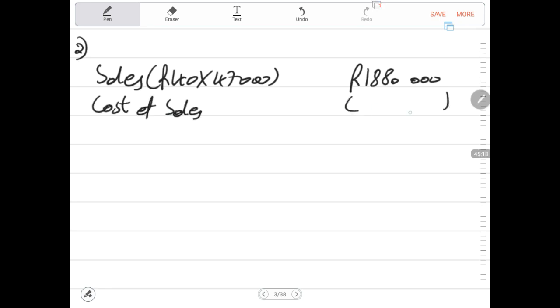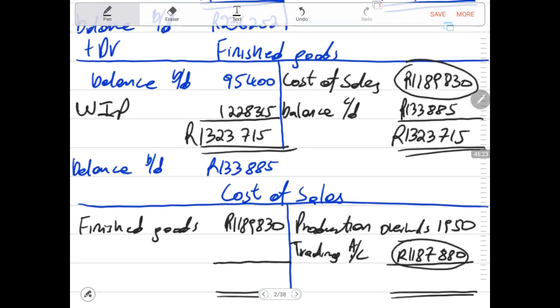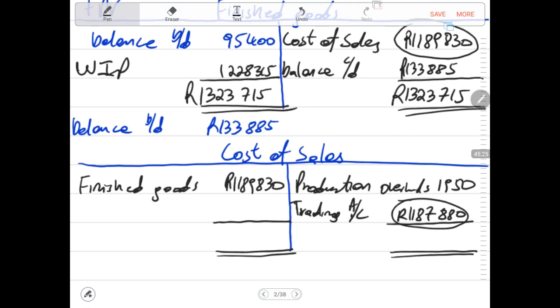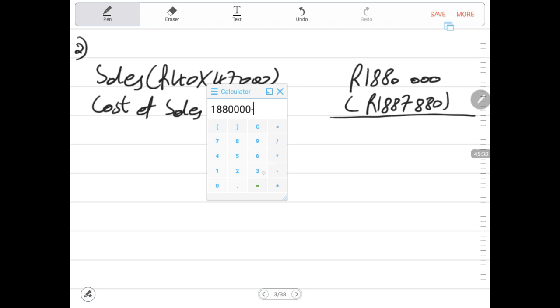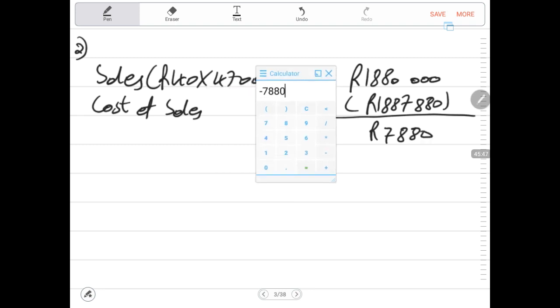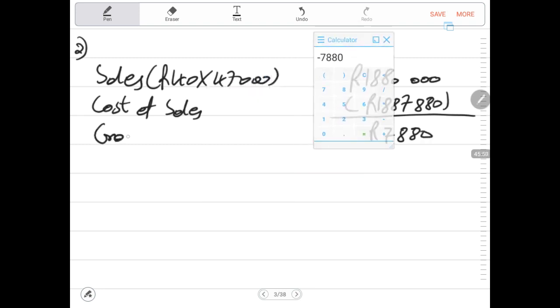Then we say less cost of sales. Our cost of sales amount must be the same amount that you got in your cost of sales ledger account, 1,187,880. The difference between the two will give you the gross profit, 1,887,880, and this gives you the gross profit of 7,880. Then we get to what we call gross profit.